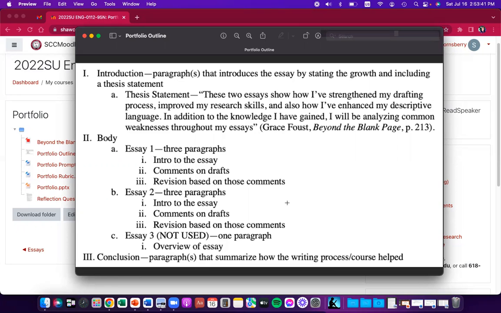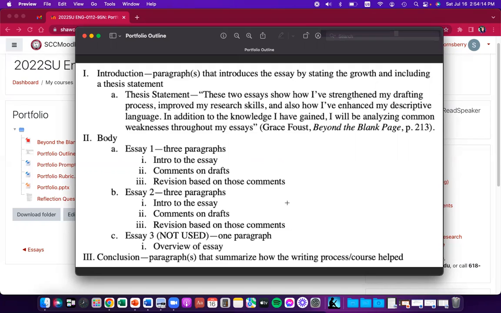But here's her thesis statement, and this is a type of thesis statement that you can use. These 2 essays show how I've strengthened my drafting process, improved my recent research skills, and how I've enhanced my descriptive language. In addition to the knowledge I have gained, I will be analyzing common weaknesses throughout my essays. It's not a perfect thesis statement. There are a couple of recommendations that I would have for it, and a couple of things that you should notice about it.